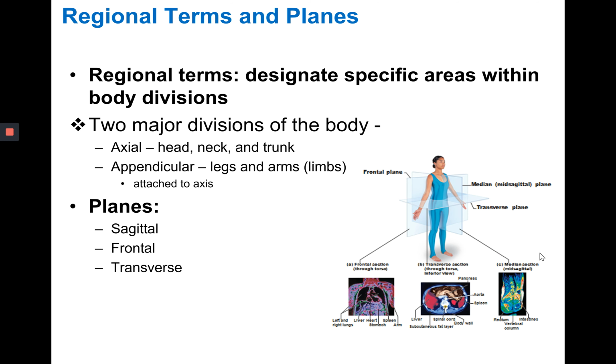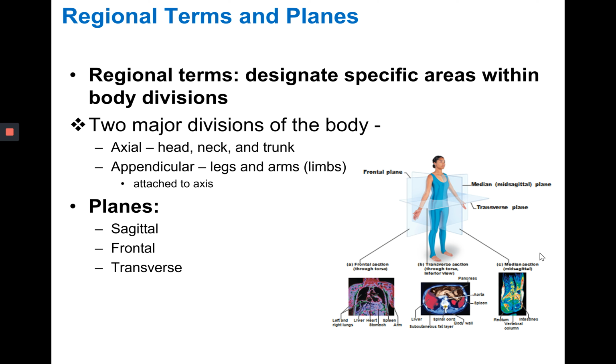We want to look next at regional terms and planes. Now, regional terms are going to designate specific areas within two general body divisions. And we'll look more at these body divisions later. But the axial and appendicular body divisions are two broad topics. The axial division includes the head, neck, and trunk. The appendicular includes your legs and arms, essentially your appendages or your limbs.